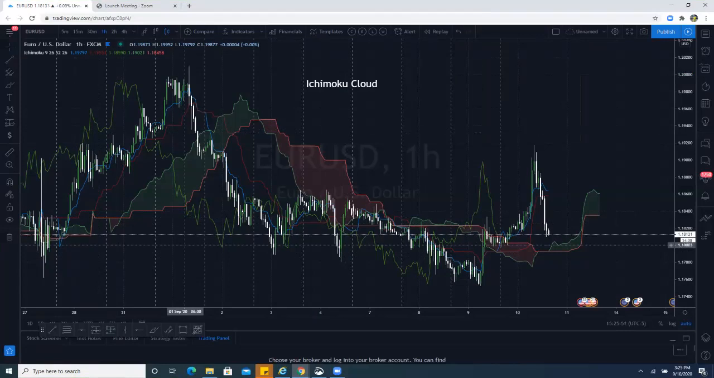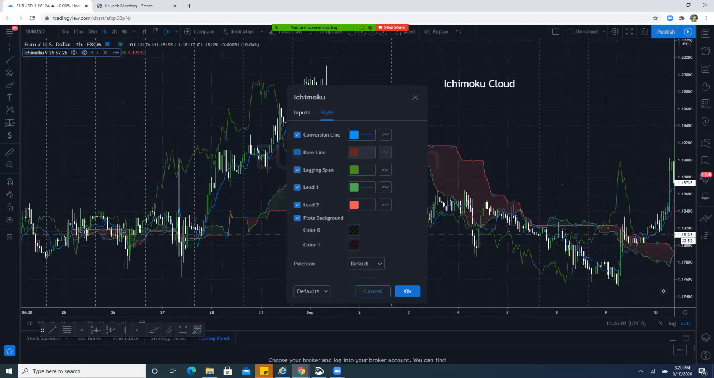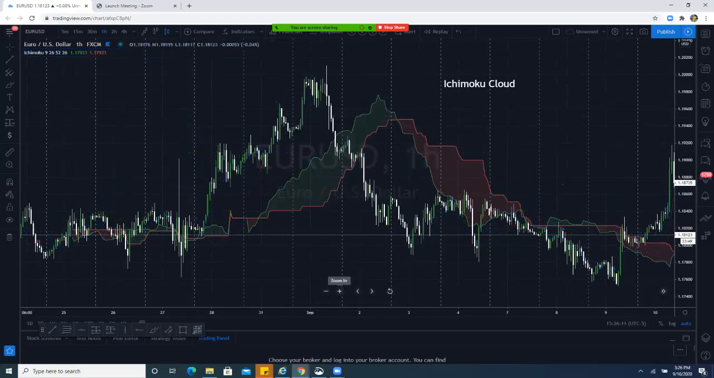Because of that, sometimes it can scare off newer traders. But the Ichimoku Cloud is a really good indicator when trying to understand the market. So let's break this down. Close this out for a second. So first, let's focus on the cloud itself. So how you look at the cloud.